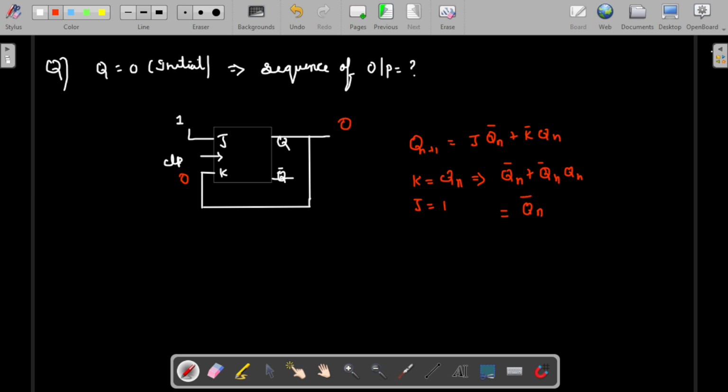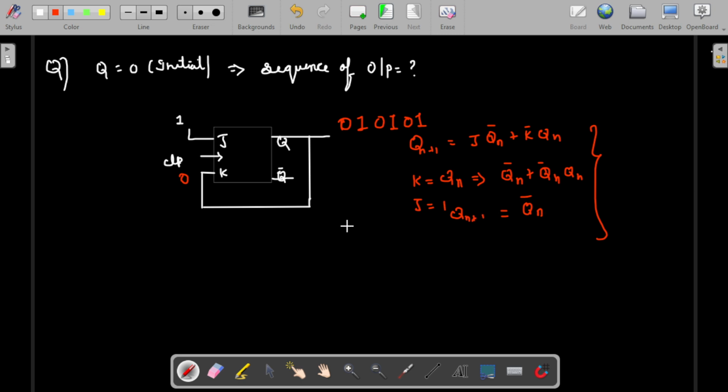So when first it is 0, then that will be changed to 1, then it will be changed to 1 0 1 0 1. So this would be the output. So the output will be repeatedly changing like this. So from the characteristic equation, we can clearly find that Qn plus 1 will keep on changing for every clock change.